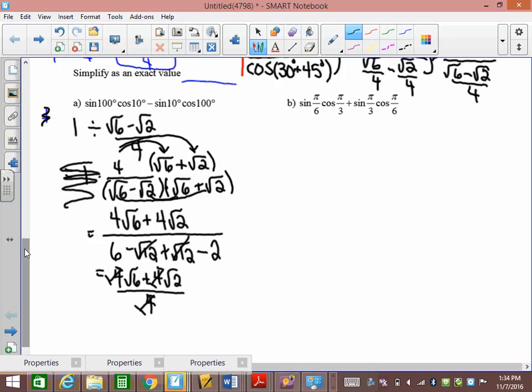Right? All become 1s. Yeah. And so we're left with root 6 plus root 2. Let's try it out.